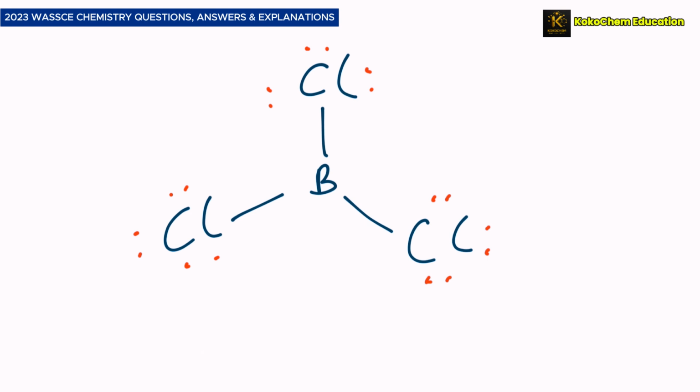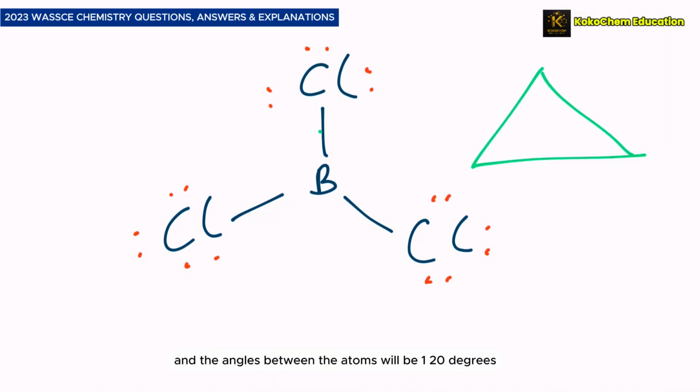boron is bonded to 3 atoms and there are no lone pairs on the boron atom, hence the hybridization according to valence shell electron pair repulsion theory is sp2, leading to trigonal planar shape. Trigonal because the shape of BCl₃ is like a triangle and the angles between the atoms will be 120 degrees.